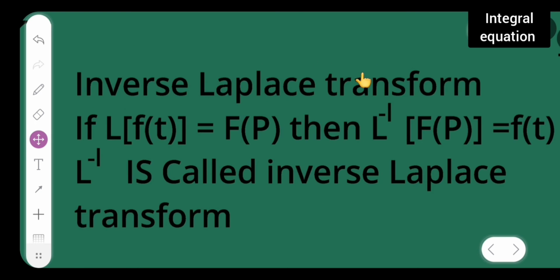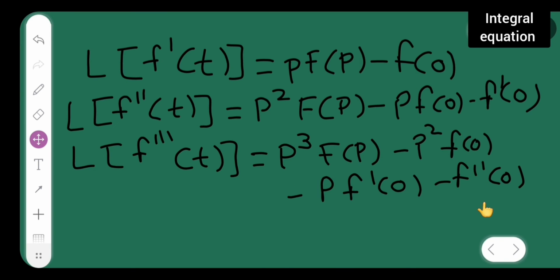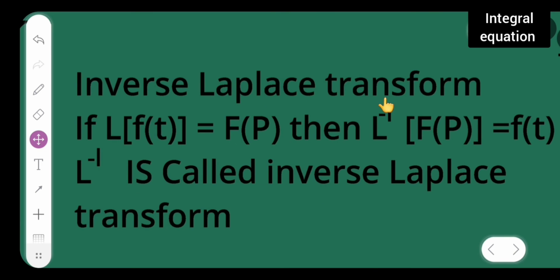Okay. So basically we are done with the properties of Laplace transform. Now we will be doing inverse Laplace transform. If Laplace of f of t is equal to F of p, then L inverse, this is Laplace inverse, of F of p is equal to nothing but f of t. Here this L inverse is called inverse Laplace transform. Now this is my inverse Laplace transform.